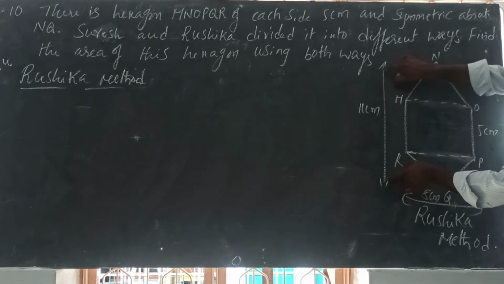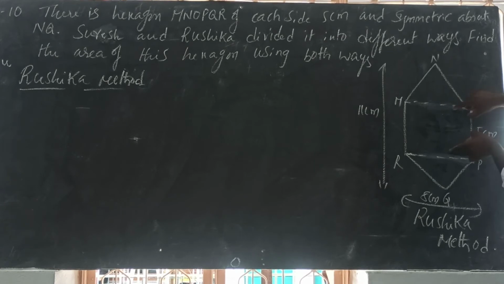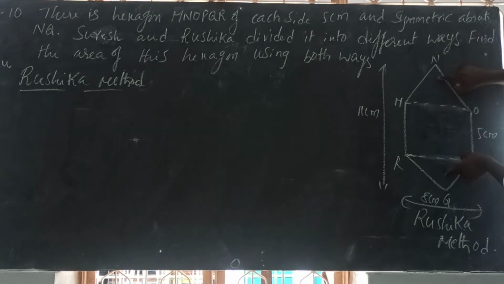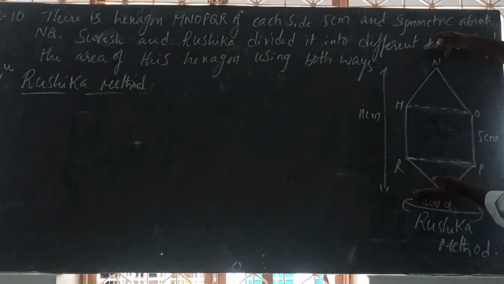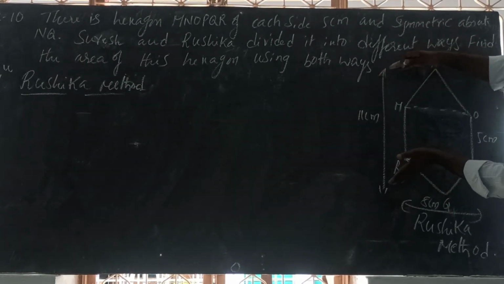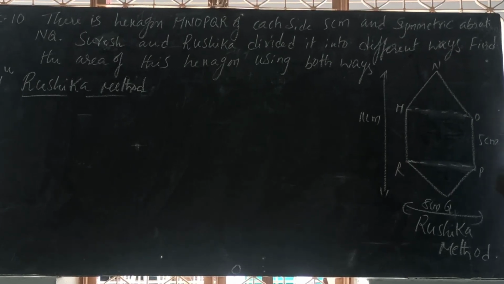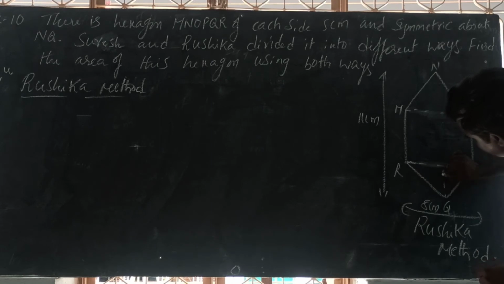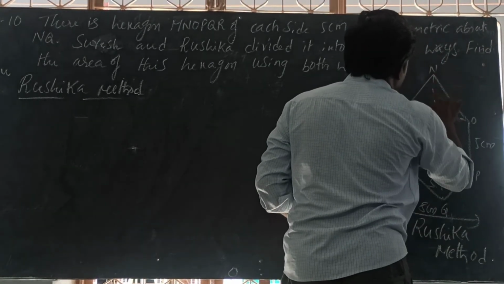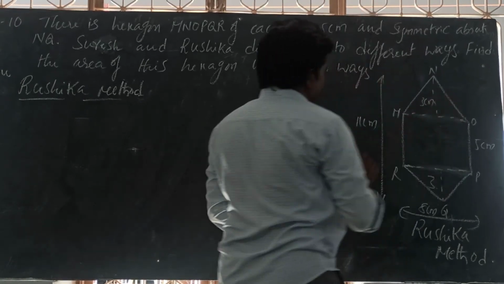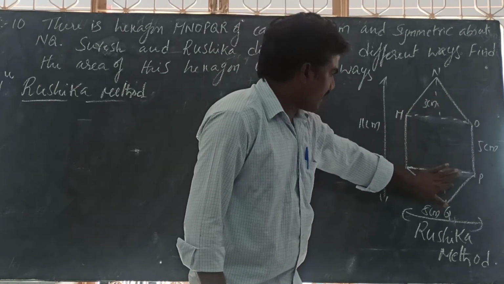So the total length is 11. Here the distance between the two lines is how much? 5. So the remaining total is 6. The length of the total hexagon is how much? 11. In this 11 centimeters, one side length is how much? 5. Okay, so the total remaining is 6. Here its length is 3.